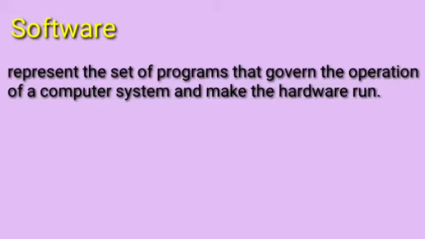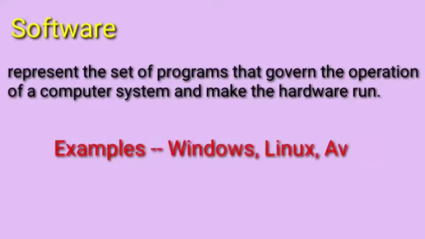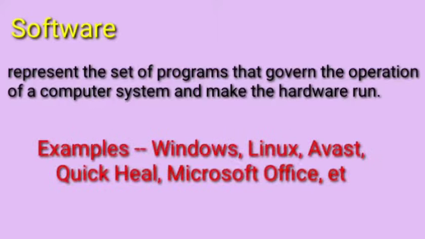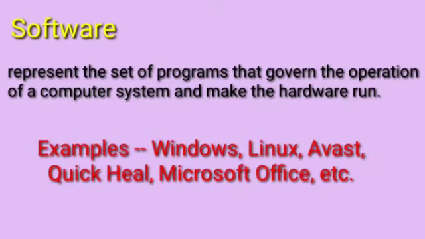Different examples of software are Windows, Linux, Avast, which is an antivirus, Quick Heal, Microsoft Office, which is an application software. So there are different categories of software. We will be learning about it afterwards. For the time being, you can understand that software are the logical parts of the computer which we can see and feel, and that governs the operation of the computer system.